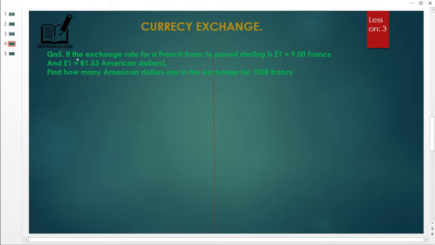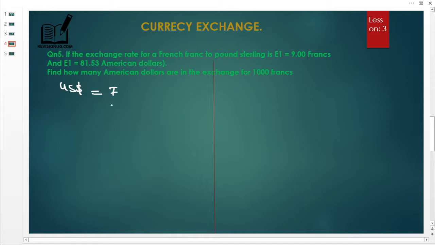Our other example says, if the exchange rate for a French franc to pound sterling is 1 pound is equivalent to 9 francs, and 1 pound is equivalent to 81.53 American dollars, how many American dollars are exchanged for 1,000 francs? Here the question is telling us to change from francs to US dollars. In our exchange rates, we have a pound to a franc, then a pound to a dollar, meaning that we have to first change our francs to pounds, then pounds to dollars.